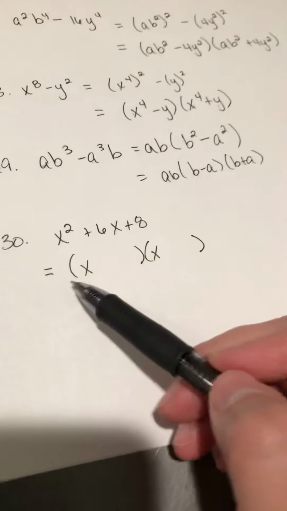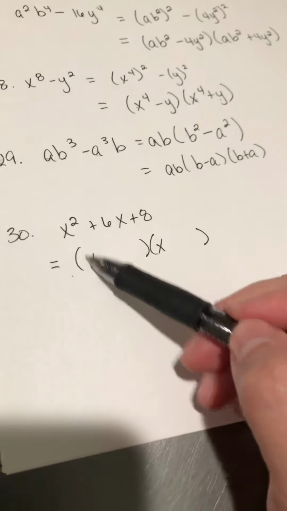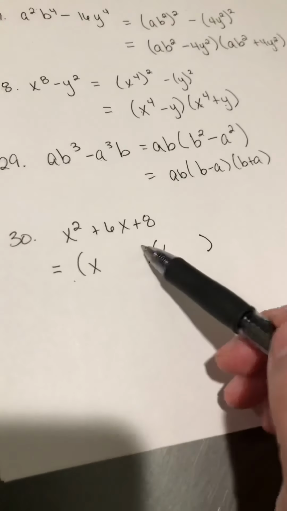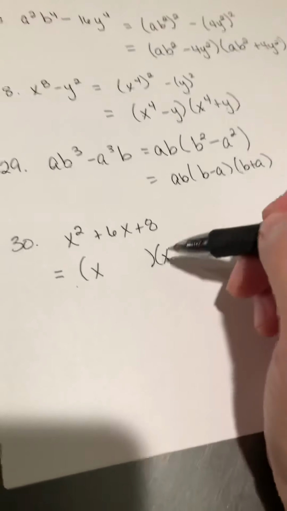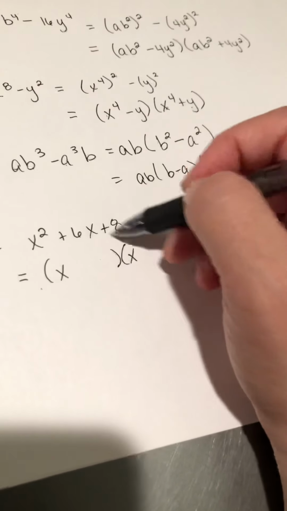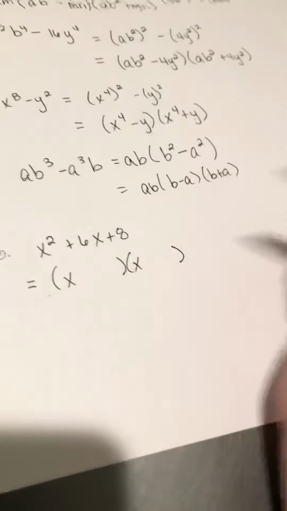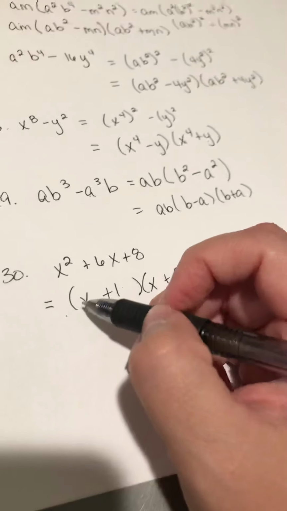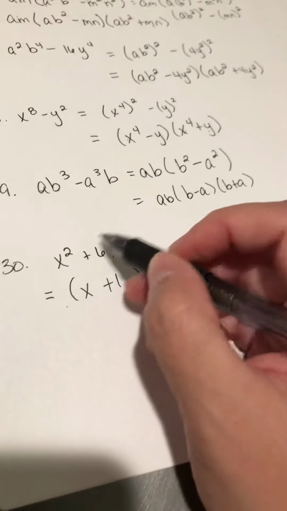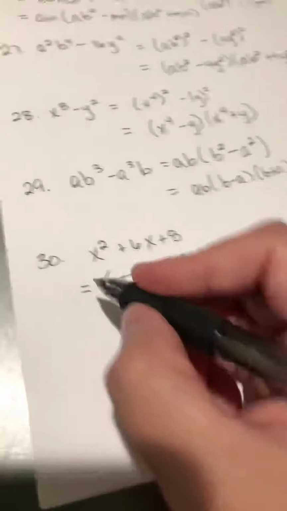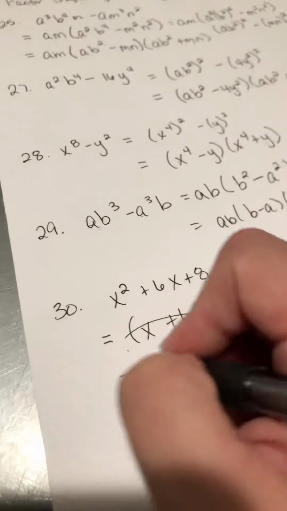Now, when you do first, outer, inner, last, you've got your first, and then you do your outer and your inner, and those are added together, and then your last get multiplied together. So what I want to do is figure out what numbers go in here that would multiply to give me an 8, but add up to give me a 6. An option would be I could try plus 1 plus 8 and see if that works. So I've got x squared, I've got 8x plus x, that's 9x. So no, that's not going to work. So try something else.